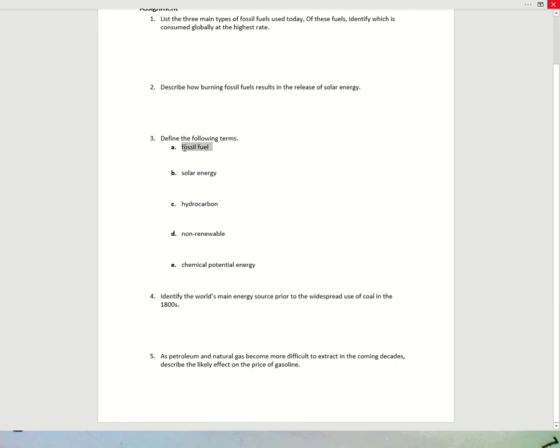Define the term fossil fuels. So fossilized plants and animals that over long periods of time with pressure and heat turn into a fuel source that we can use. Solar energy is just energy from the sun.